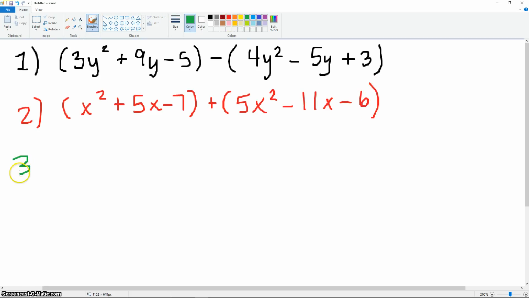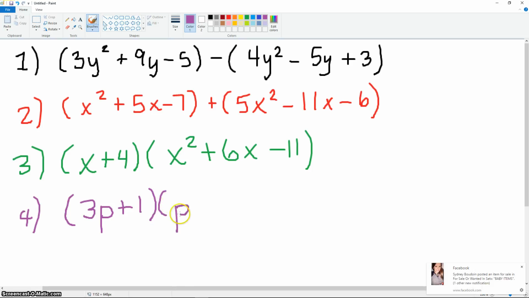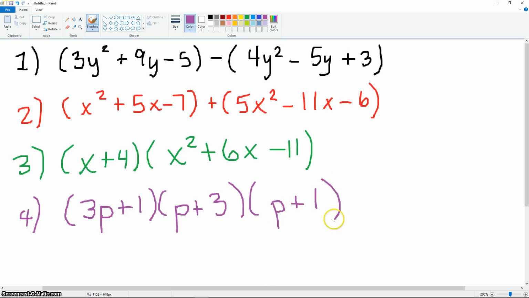Then we'll move on to number 3. The last 2 will be multiplying. So let's do x plus 4 times x squared plus 6x minus 11. And then the last one will be 3p plus 1 times p plus 3 times p plus 1. Okay, go ahead and do those.